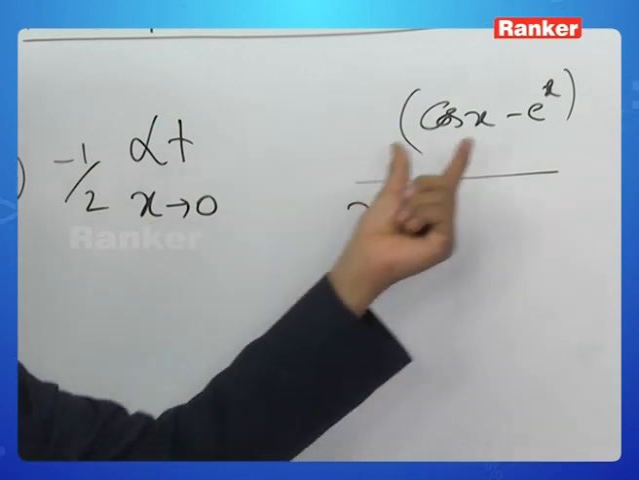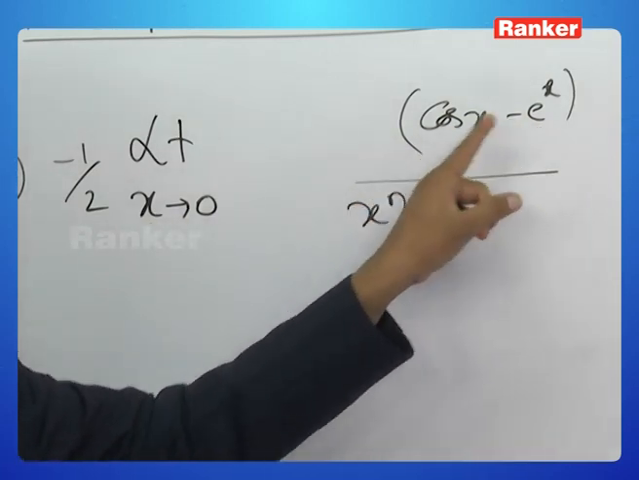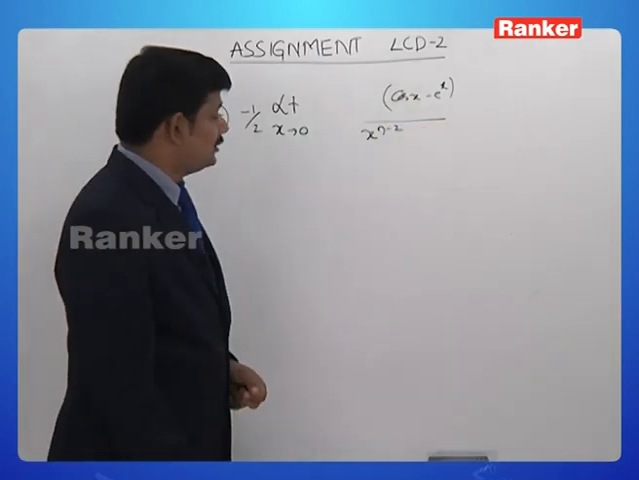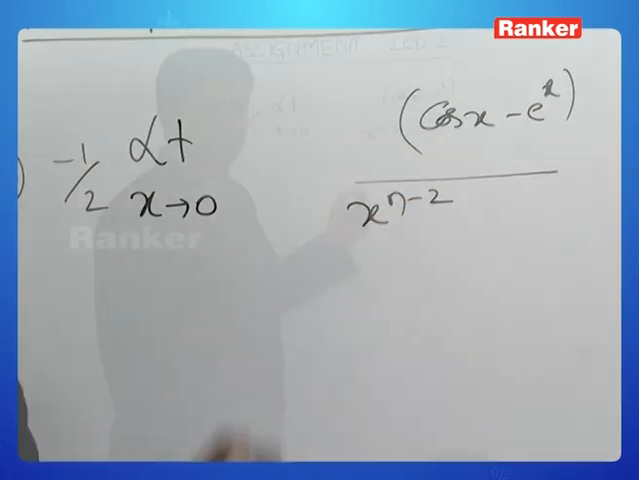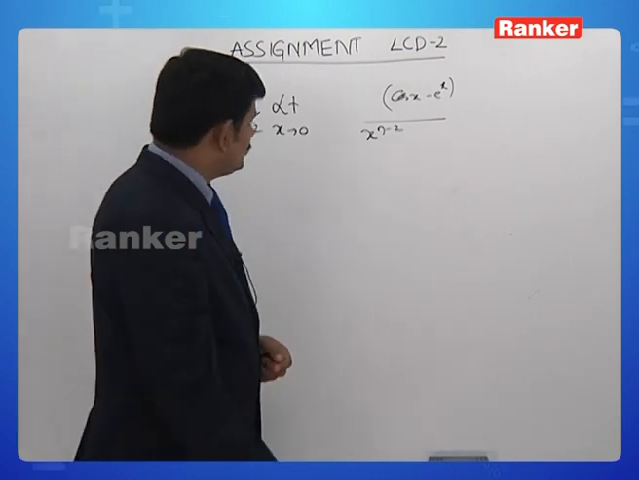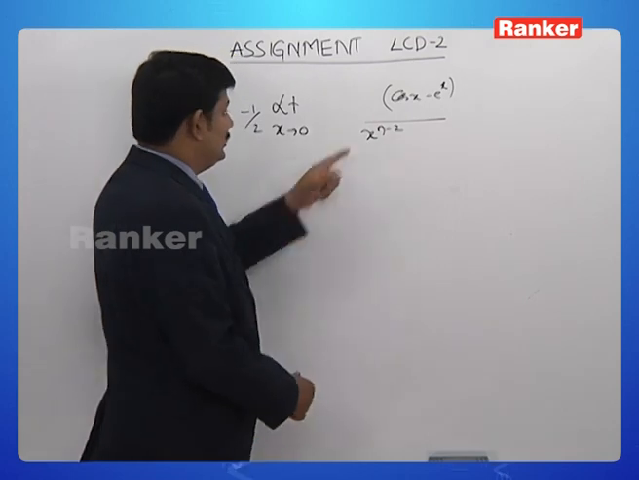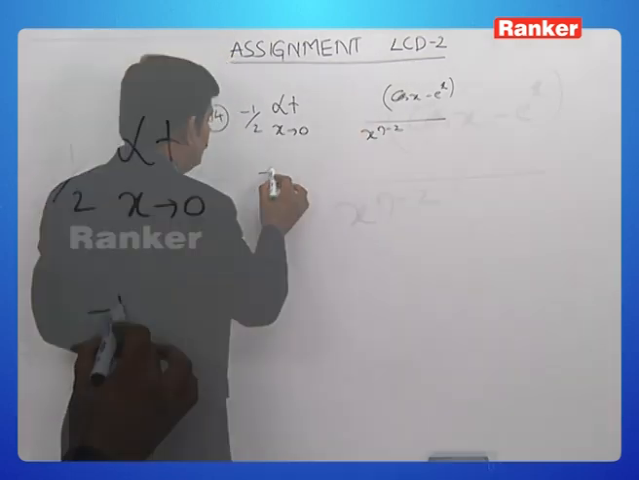As x tends to 0, the numerator is tending to 0. Cos x is 1, e power x is also 1, so 1 minus 1 is 0. The numerator is tending to 0, so the denominator should also tend to 0 for this ratio to be finite. n has to be greater than 2. So let us assume that n is greater than 2 and proceed further. This is a 0 by 0 form. We can apply L'Hospital's rule.